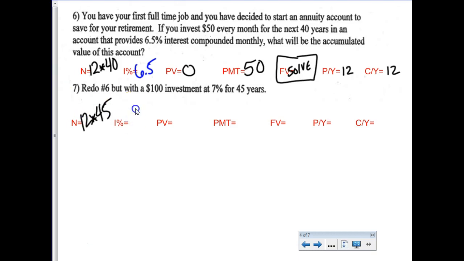All right, interest rate is now 7%. I have no money right now. We're going to make $100 every month, or invest $100 every month. Compounding and collecting interest. Paying and collecting interest 12 times a year. Let's solve this baby.